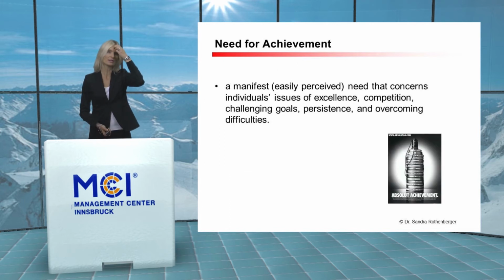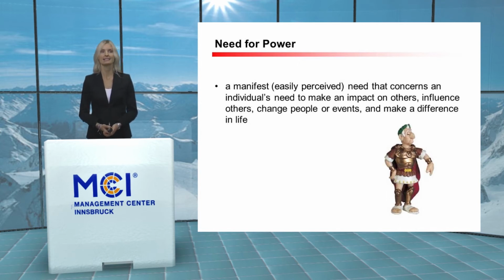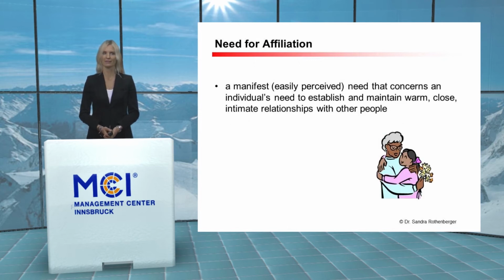The need for achievement is a manifest need that concerns individuals' issues of excellence, competition, challenging goals, persistence, and overcoming difficulties. The second need is the need for power. It's a manifest need that concerns an individual's need to make an impact on others, influence others, change people or events, and make a difference in life. Need for affiliation is a need that concerns an individual's need to establish and maintain warm, close, intimate relationships with other people.